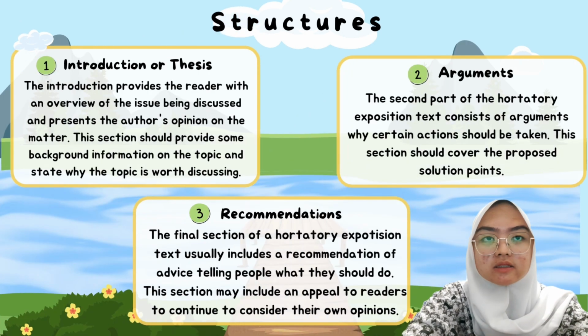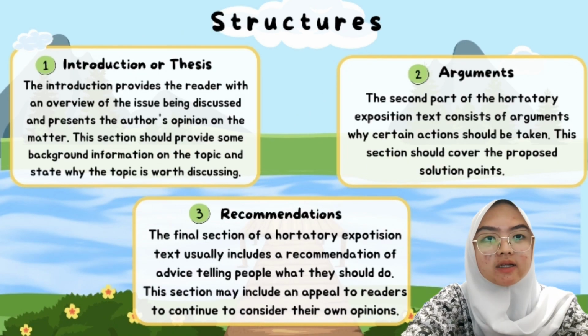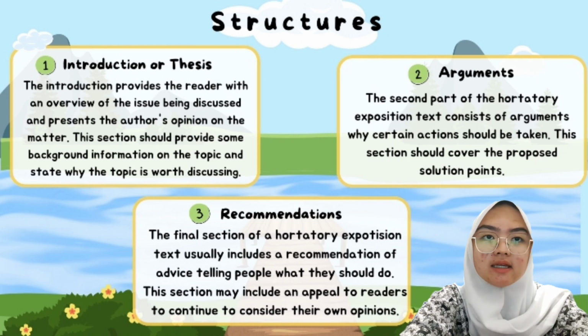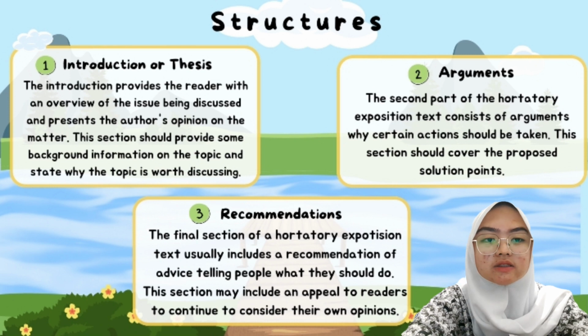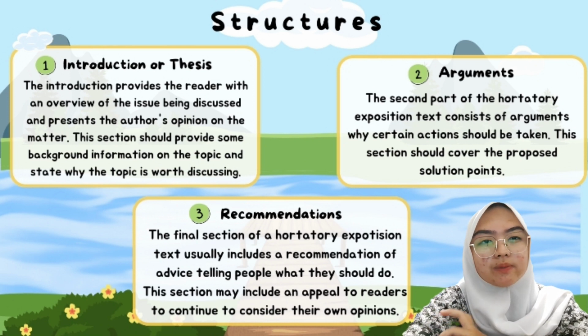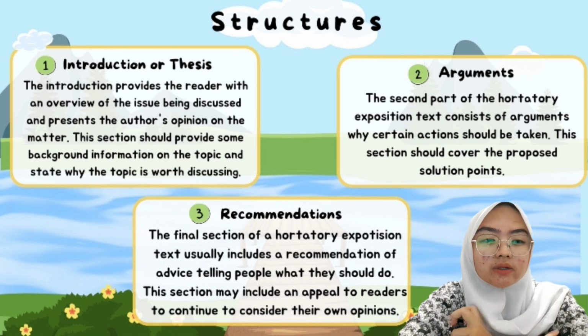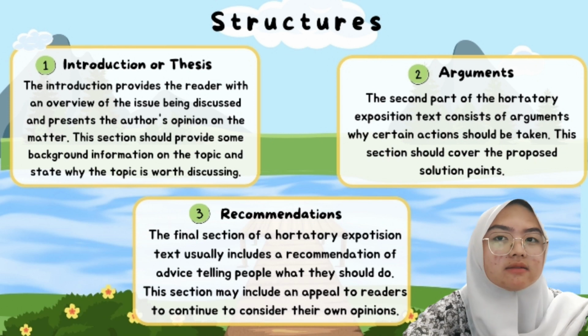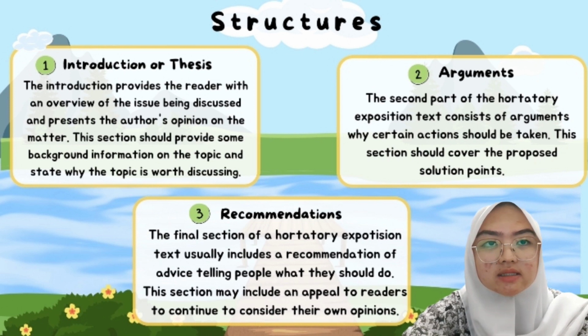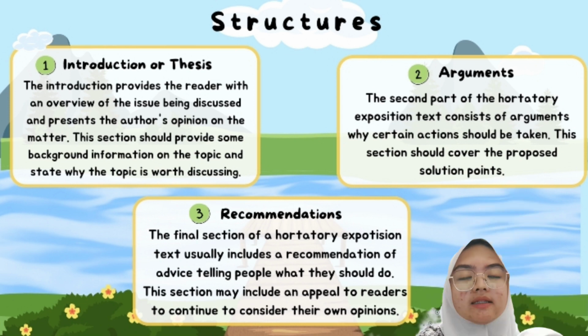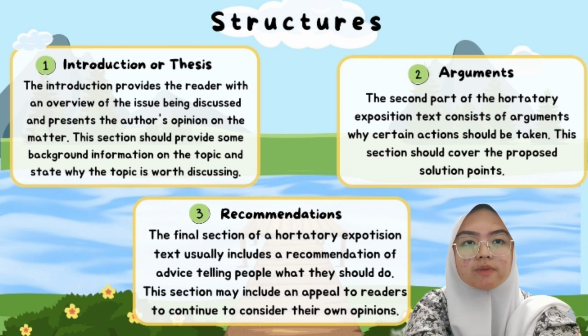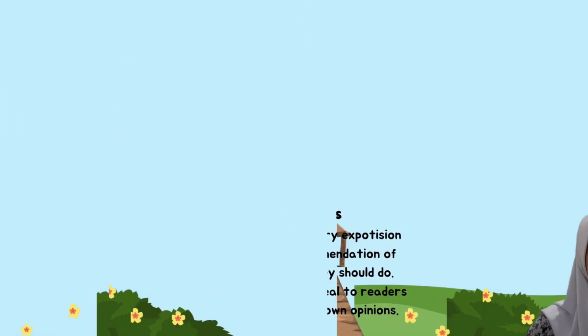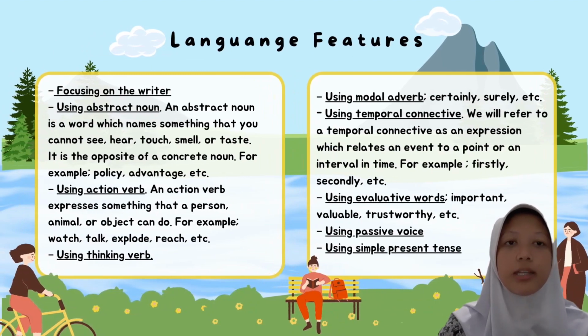So these are the structures of hortatory exposition. First is introduction or thesis. The introduction provides the readers with an overview of the issue being discussed and presents the author's opinion on the matter. The second part of hortatory exposition text consists of arguments, why certain actions should be taken. The last one, the final section of a hortatory exposition text, usually includes a recommendation or advice telling people what they should do.